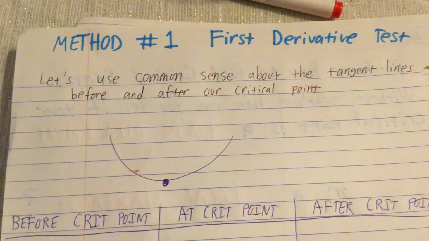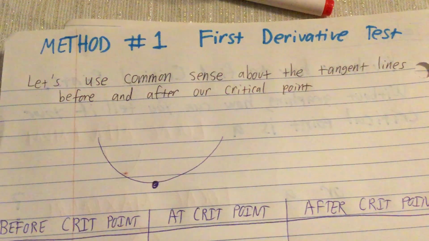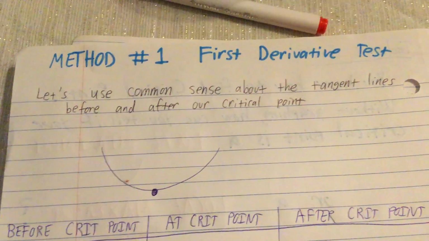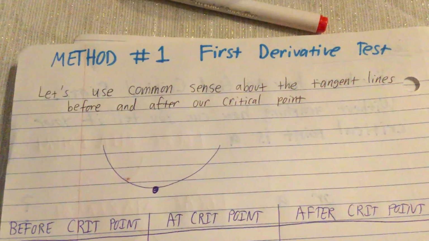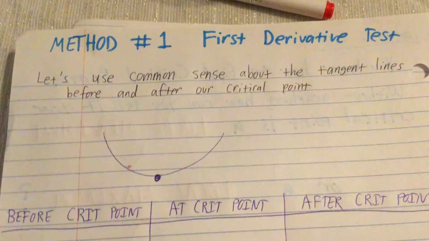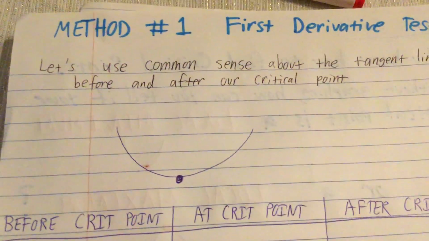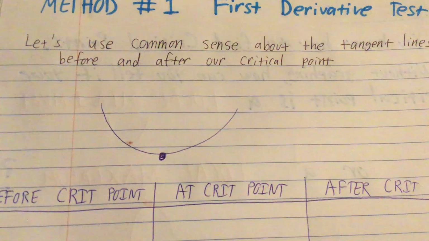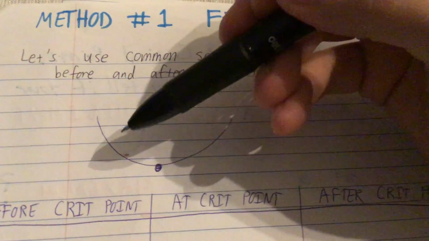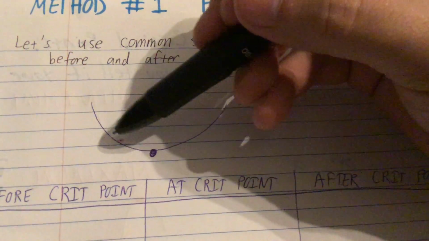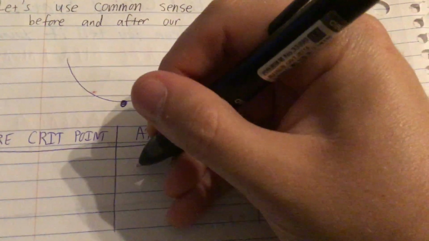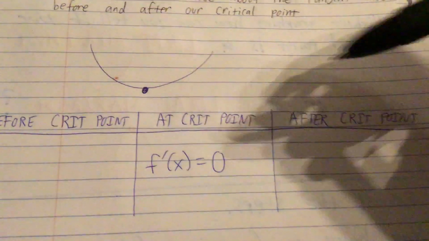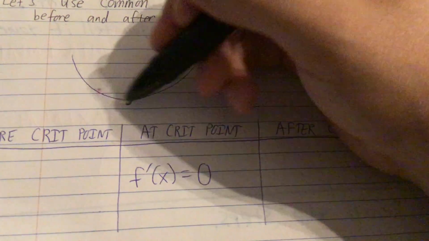So basically, there's all this fancy lingo with Greek letters and all that fun stuff. The first derivative test to me basically says, okay, let's use common sense about tangent lines before and after our critical point. So, for instance, I drew this. This is obviously a curve where the critical point is a local minimum. Okay, let me get my pen. So first things first, at the critical point, f prime of x is equal to 0. So f prime of x is equal to 0 at this point right here. It's horizontal, it's a low point.